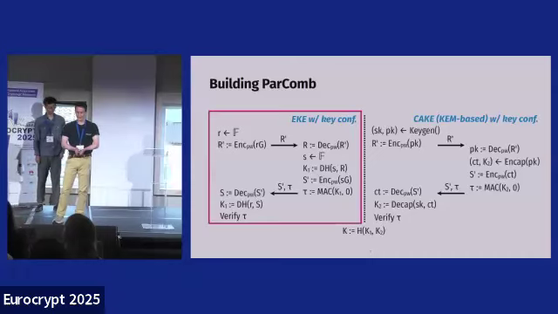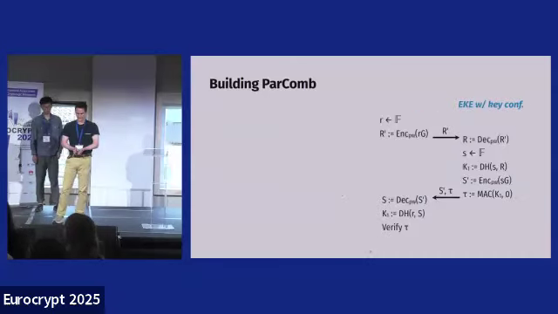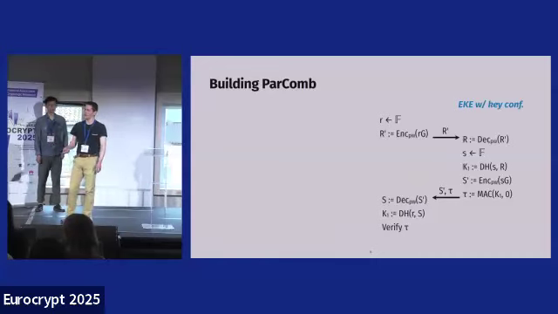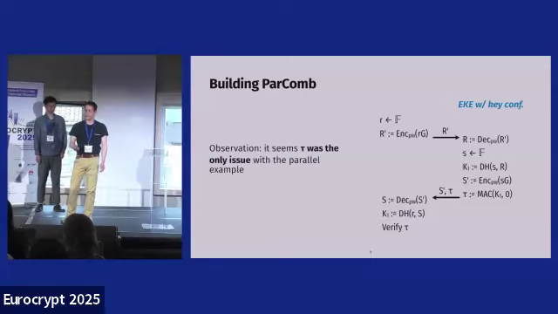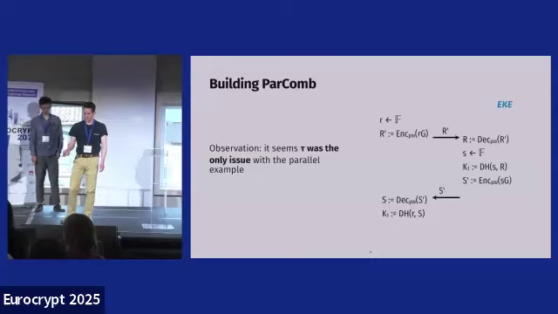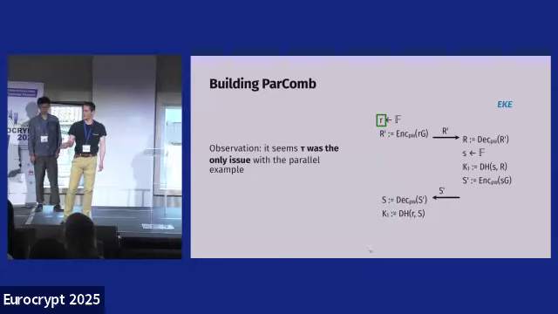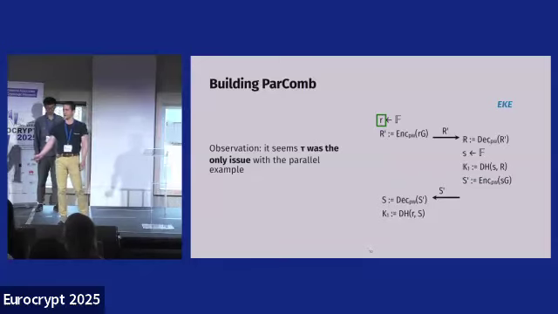So let's go back to EKE. I'll note here that it seems like the only actual problem with this construction was the tau, right? This is what allowed the guess and check attack. So let's remove it. What happens now? Well, I'll argue that the transcript is now completely uniform.